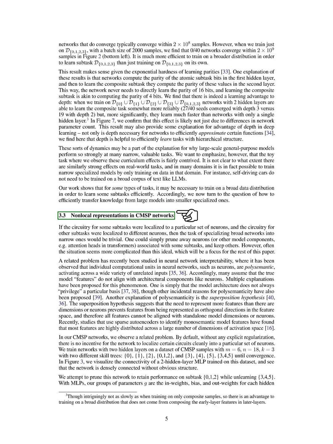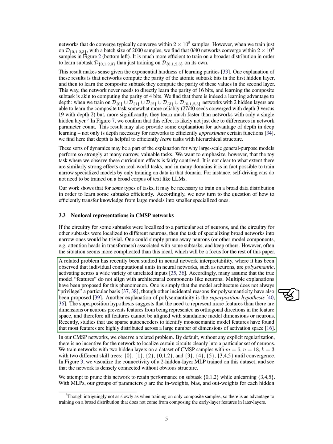Section: Non-local representations in CMSP networks. In this section, we explore non-local representations in CMSP networks. If the circuitry for specific subtasks were confined to certain neurons, it would be easy to specialize broad networks by simply removing the neurons linked to some subtasks while keeping others. However, the reality is often more complex, which we will discuss further.